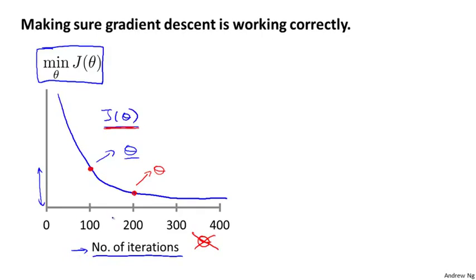So what this plot is showing is the value of your cost function after each iteration of gradient descent, and if gradient descent is working properly, then j of theta should decrease after every iteration.